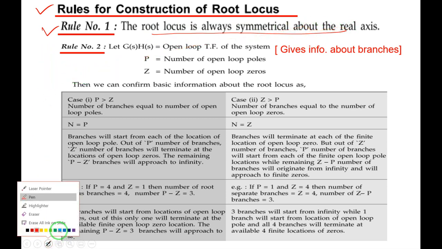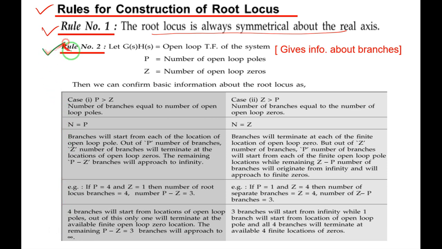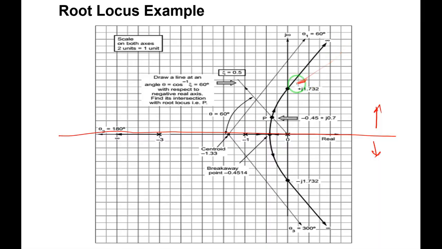I'll change the ink color. Rule number 2, right? So I'll not go through all these things. It gives information about branches. So rule number 2 will give information about branches. What are the branches? I told already. Yes, there is a pole here. From this pole, the branch will move like this. It moves in the upward direction. This is one branch, right?